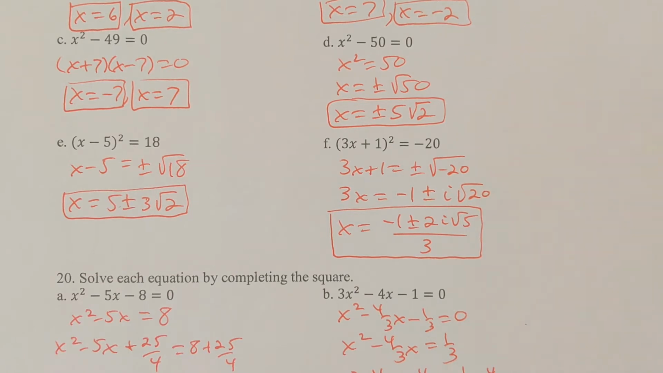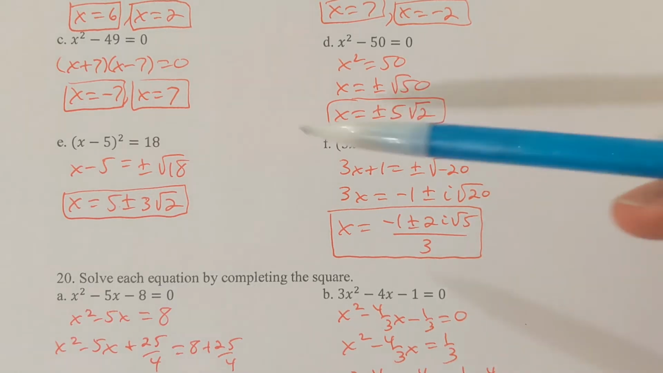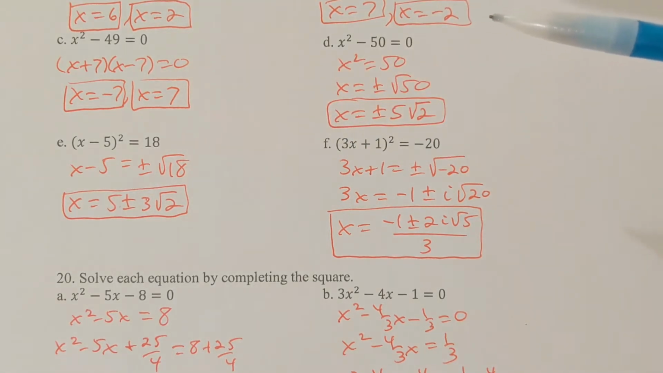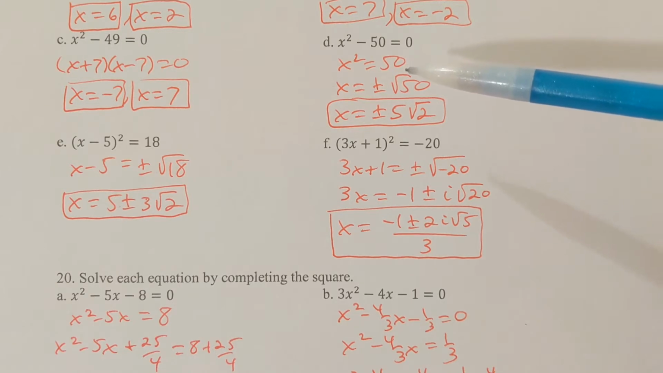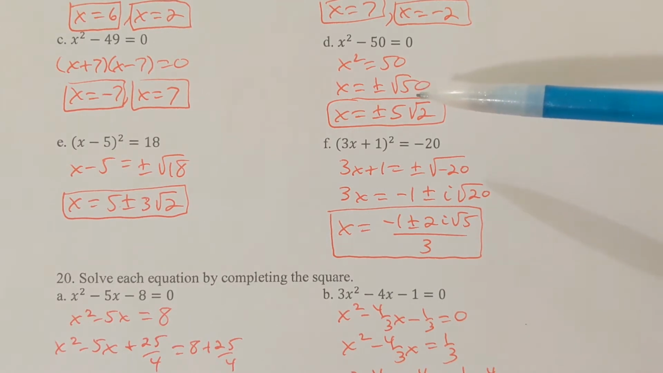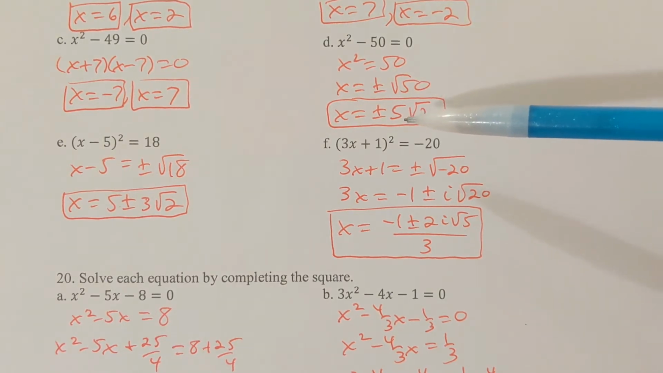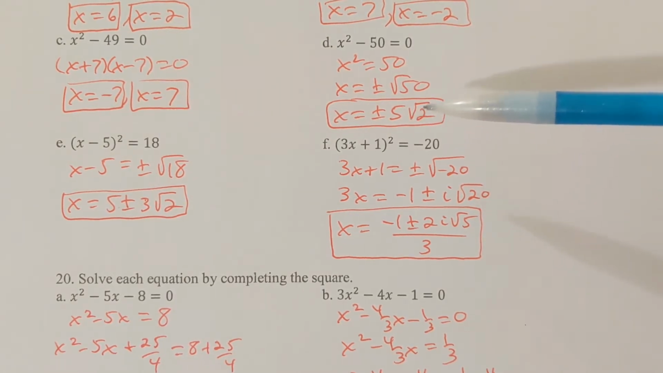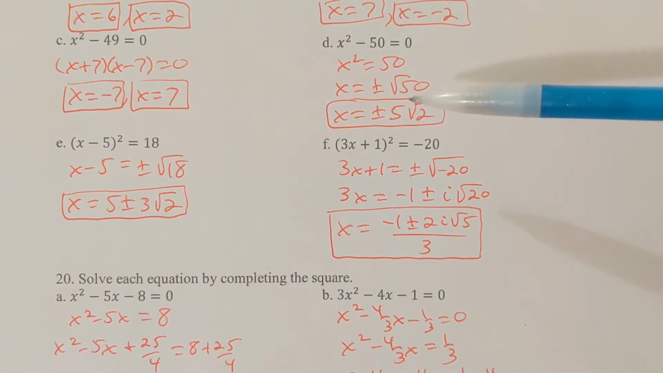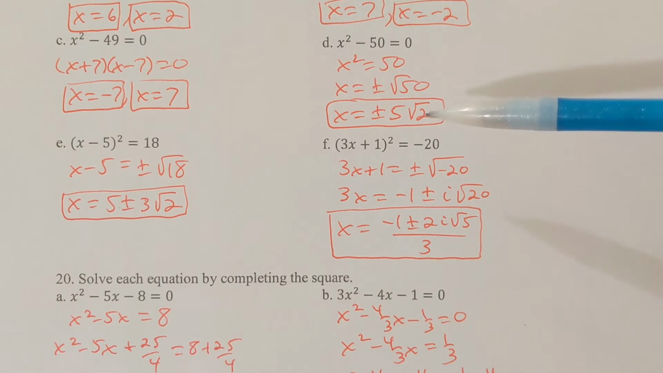How about part D? x squared minus 50 equals 0. Well, part D is you're not going to easily see the factors like you did when it was 49. If I solve this a different way, x squared equals 50. Then take the square root of both sides. x is equal to plus or minus the square root of 50. And the square root of 50 breaks down nicely as root 25 times root 2. Root 25 is 5, root 2. So plus or minus 5 root 2 are the two answers there.